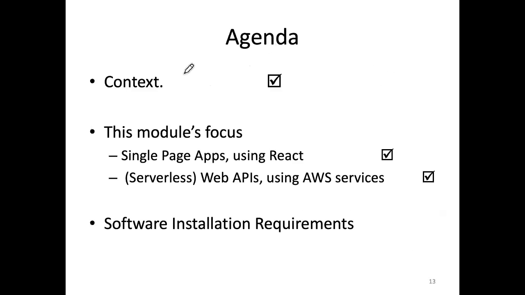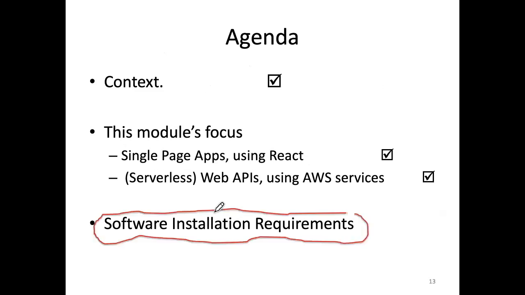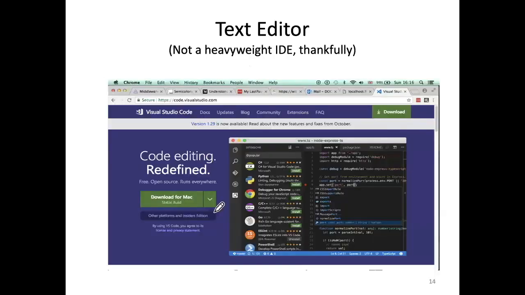Okay, so the module is all about developing single page apps, which is using React on the client side, and then using serverless as the platform for developing the web API stuff, using various AWS services. What software do you need on your local machines for this module? Again, I think I might have mentioned one or two in the message.